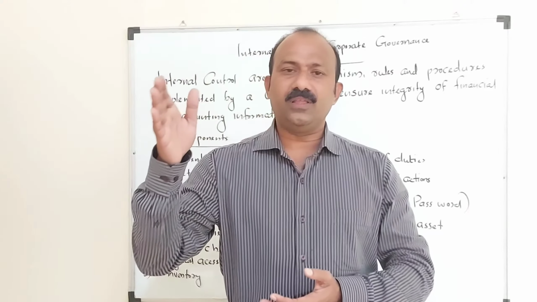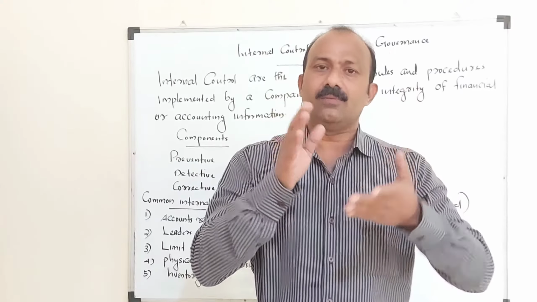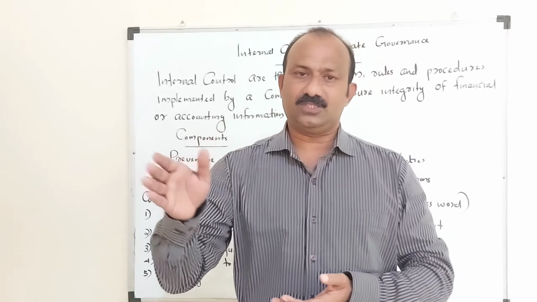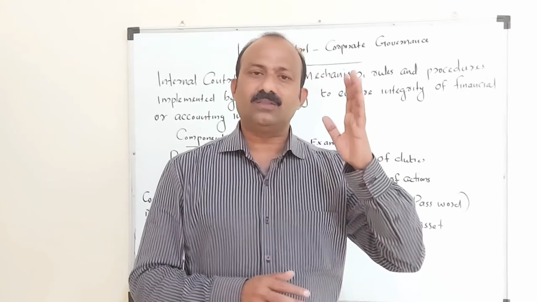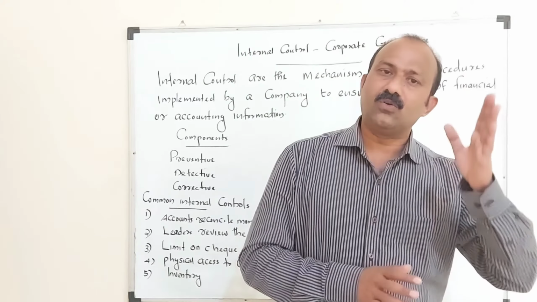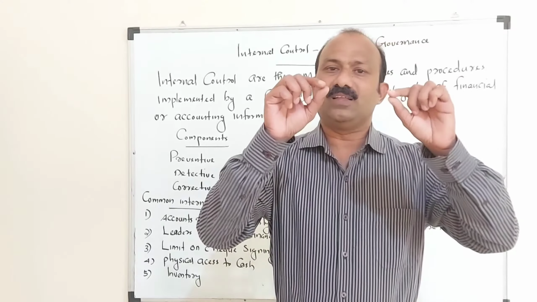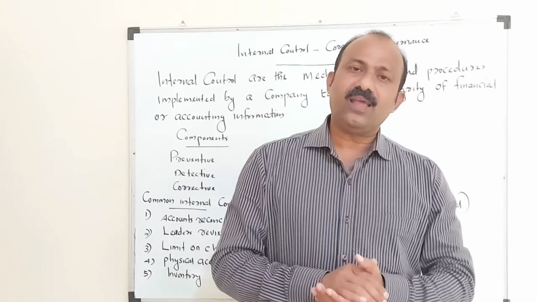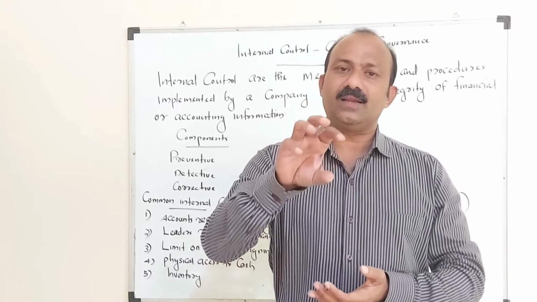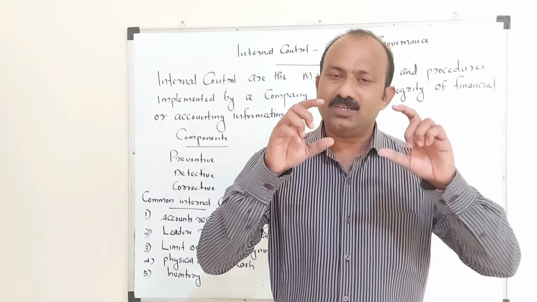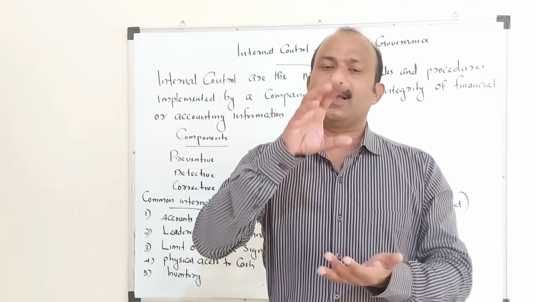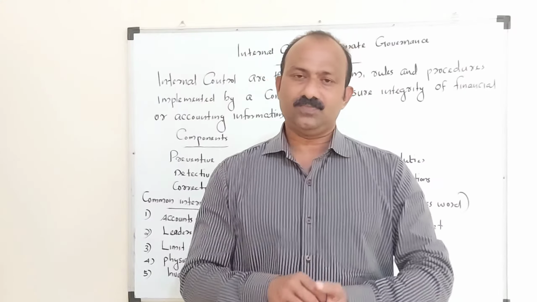Financial and accounting information are the most important part of the organizations. The failure or the success of an organization always depends upon the financial results. So we have to adopt a good internal controlling system to ensure the integrity of the accounting information.